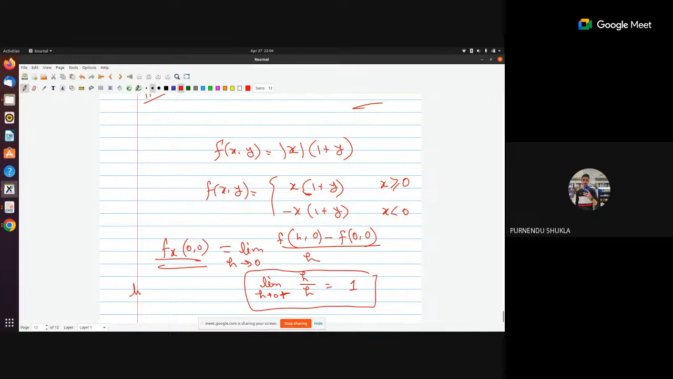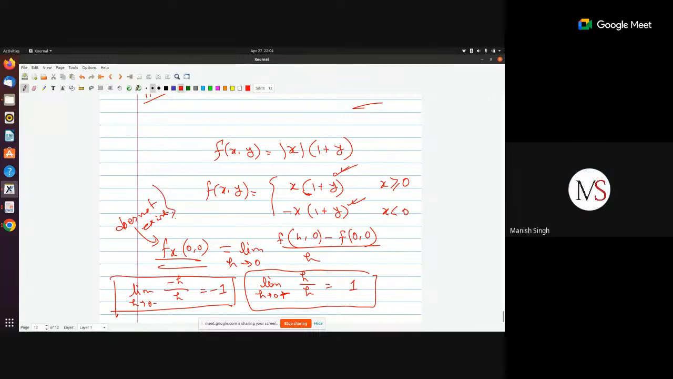Sir, how did we get that f of 0, comma 0? Okay, f of 0, comma 0 is 0, right? So now, when coming from the left side, what is f of h, comma 0? Then we should take the second one. So minus h by h, so it is minus 1. So these two limits are different. Correct? So this limit does not exist. So no need to check.